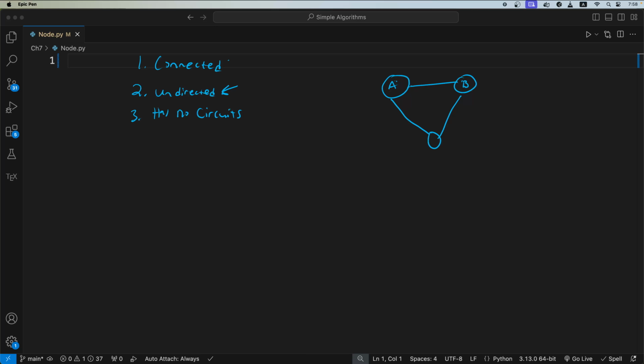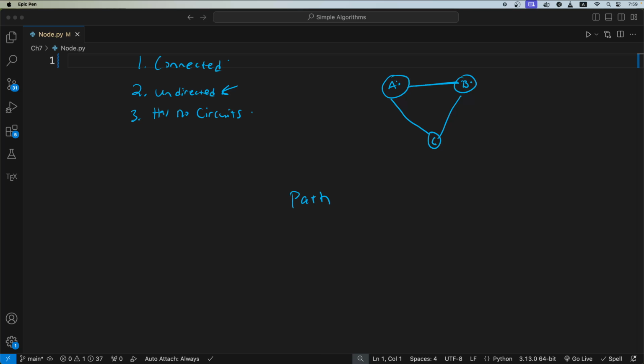But we even talked about the idea of connected and having no circuits. So let's talk about those in a bit more detail. To understand the idea of a connected graph, we have to understand the idea of what we call a path. A path is basically a way of being able to move between different nodes in a graph. So in this example here, it's possible for me to start at A, move over an edge, and end up at B. This would be an example of a path. It's basically a representation of a way that we can move from one node to another using connections between them.